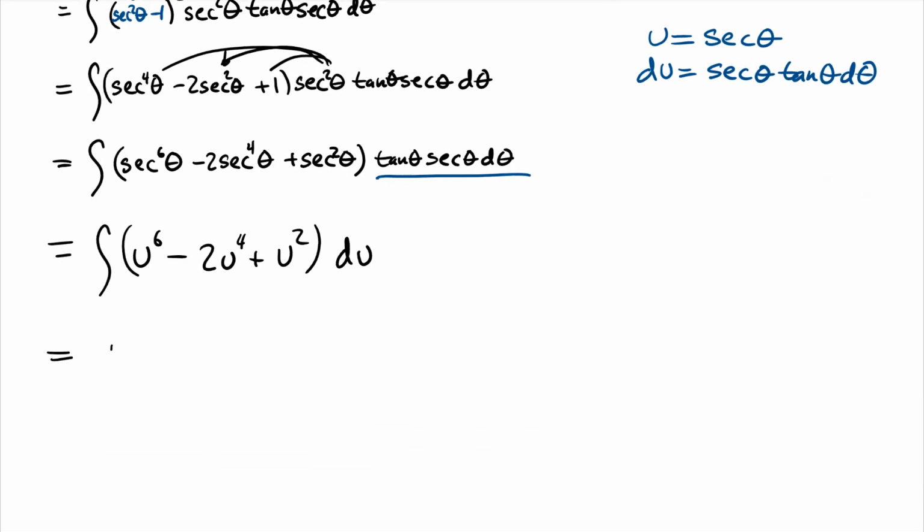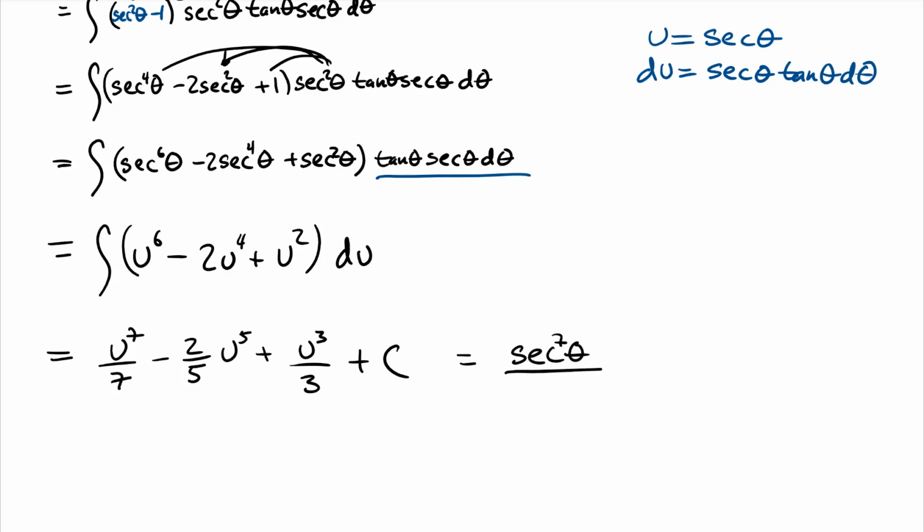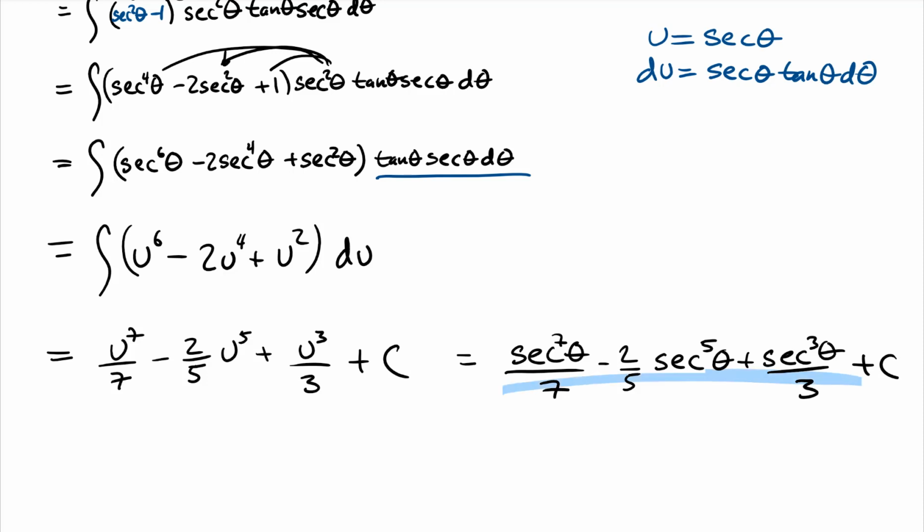So now we take the antiderivatives. We get u to the 7th over 7 minus 2/5 u to the 5th plus u cubed over 3, all plus c. And then we replace, and we say it's secant to the 7th theta over 7 minus 2/5 secant to the 5th of theta plus secant cubed of theta over 3, all plus c.